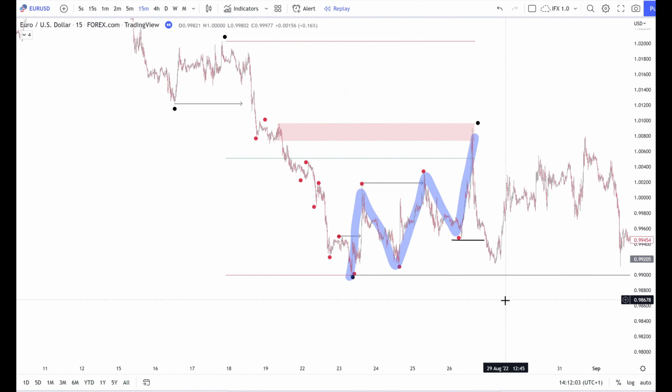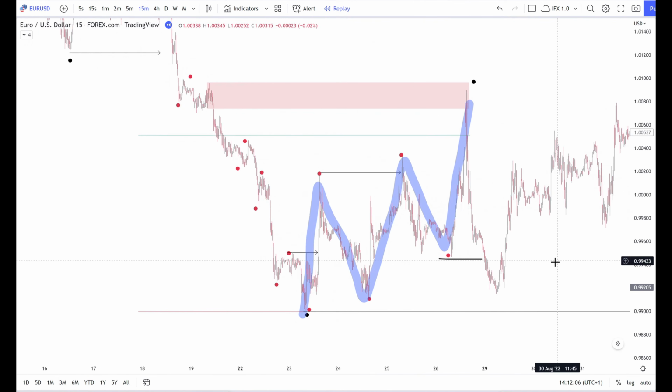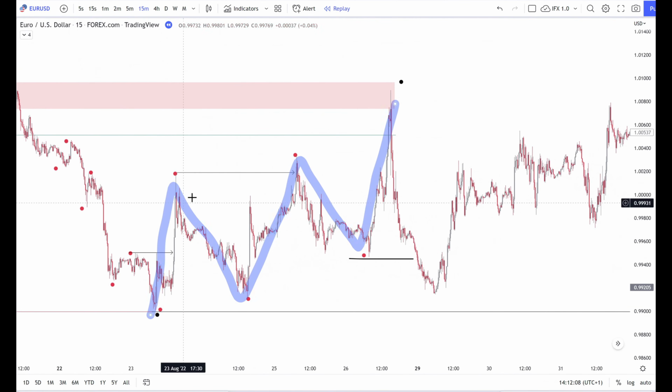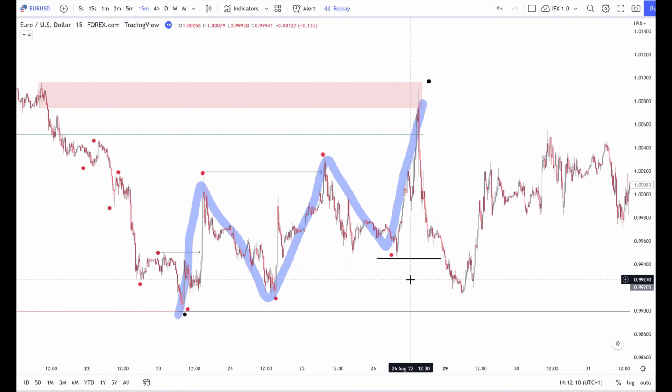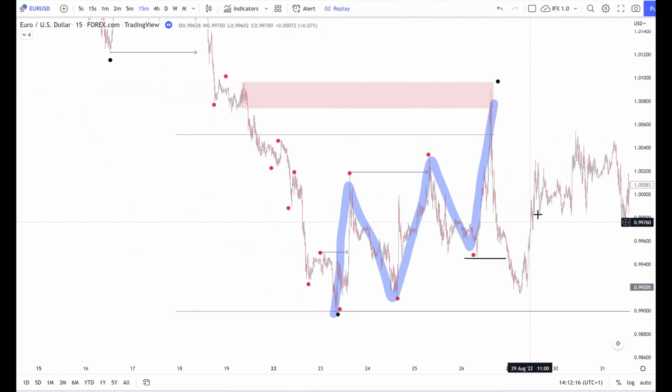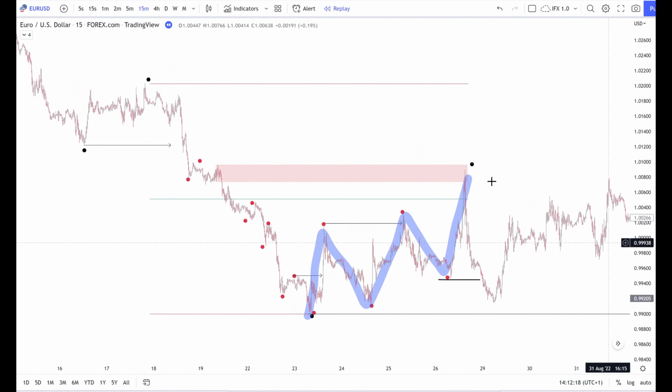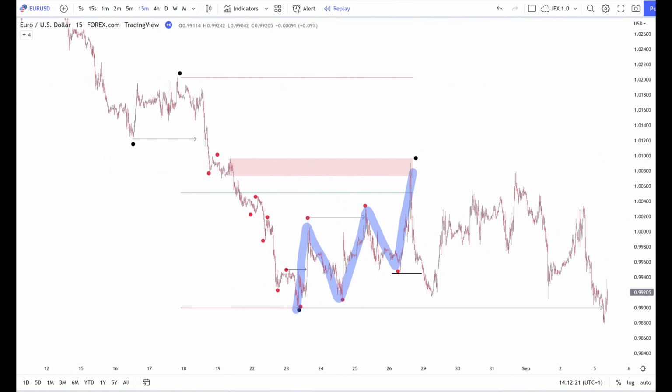But the important thing to understand is, when you see these breaks in structure, don't look at it and think, okay, we're now bullish. You're bullish from an internal standpoint. From a swing standpoint, nothing changes until your previous swing high or your previous swing low gets taken, i.e. this one here in this case.